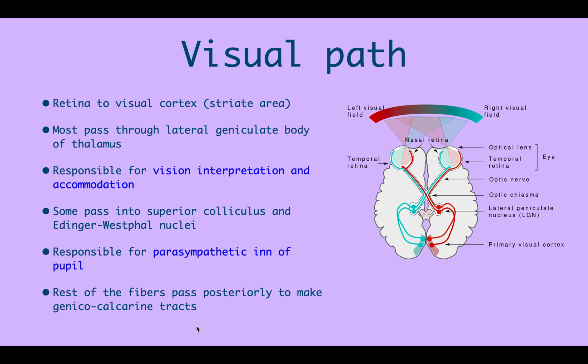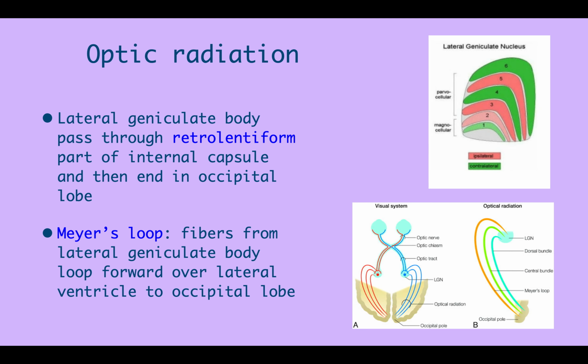Lastly, there's a bunch of fibers that will pass posteriorly to make the geniculocalcarine tracts. Okay, so in that tract, there is the radiation when the lateral geniculate body passes through the retrolentiform part of the internal capsule, and then that ends in the occipital lobe.